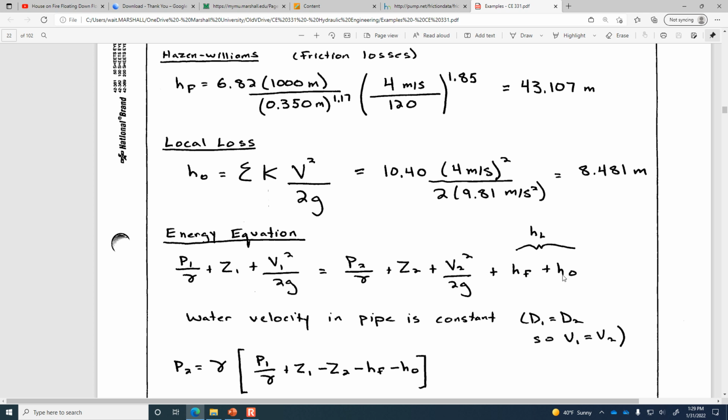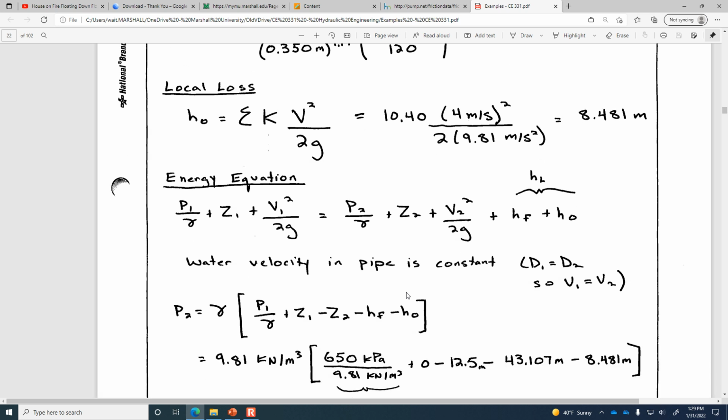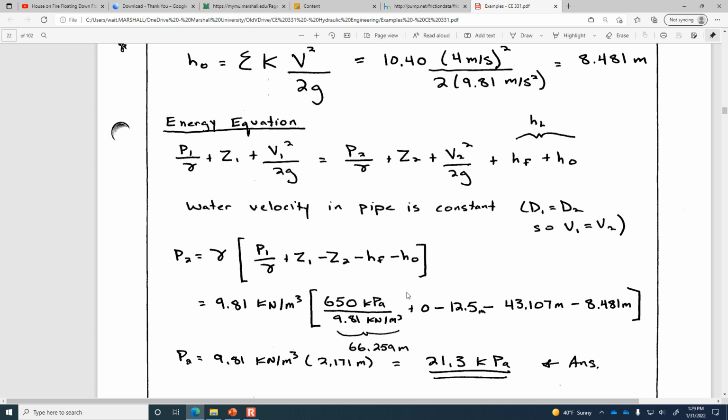Now, because the diameter of the pipe at both location 1 and location 2 is the same, that means that the velocity at those two locations will be the same. So V1 equals V2, and therefore I've just dropped it out of the energy equation where I'm solving for P2. So you can see each of the substitutions here. There are 66.3 meters of head at location 1. And so there's the elevation term that's detracting some of that head. There's the friction loss term that's taking out some of that 66 meters of head, the local loss term. And so at location 2, there's only 21.3 kilopascals remaining.